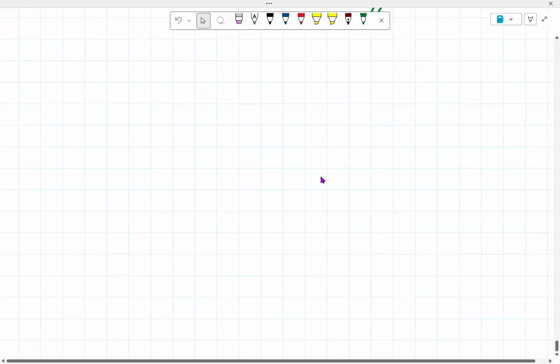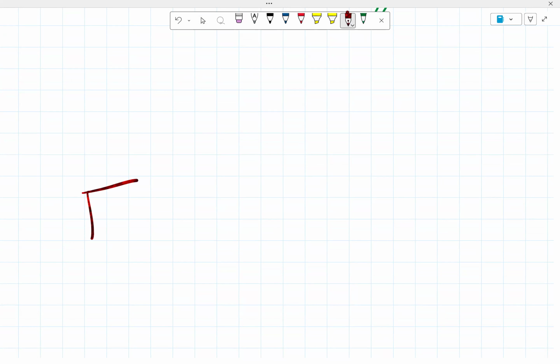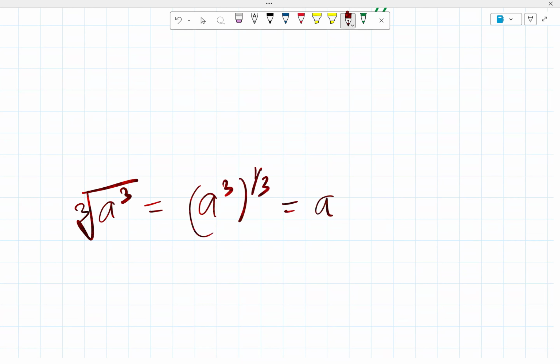So, for instance, imagine you have the cube root of a raised power 3. That's the same thing as a raised power 3 to the power of one-third. Cube root means 1 over 3 as a power. So that means the power of 3 cancels out, and you have a raised power 1, which is equal to a. So the cube root of a cube is equal to a.